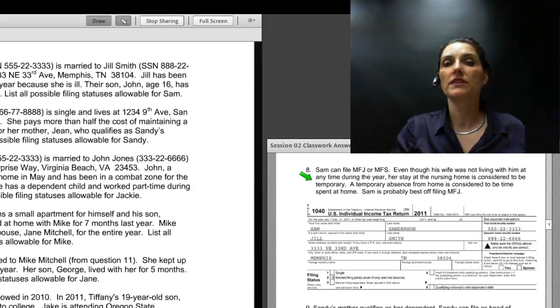His 2 filing status choices are therefore married filing joint and married filing separate. And between the 2 of those, it is likely the case that married filing joint is the better status, and so that is the status we will enter. Sam and Jill are filing a joint return. The status is married filing joint.